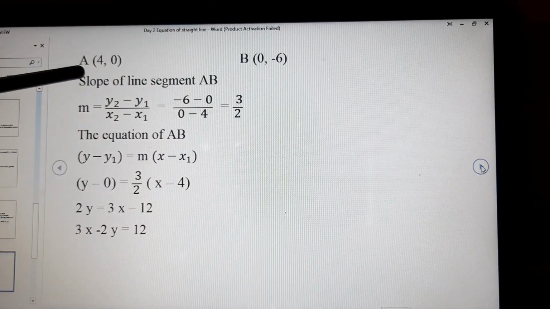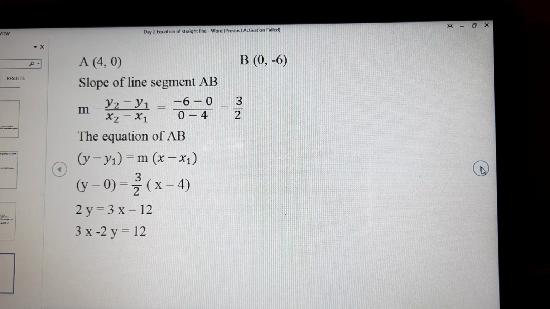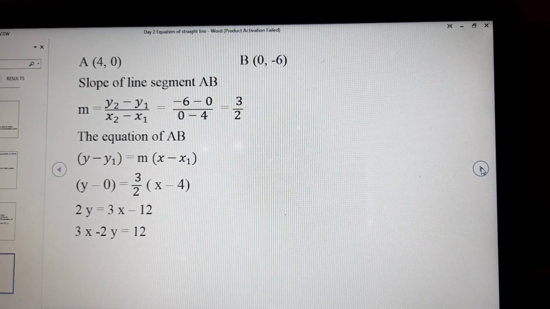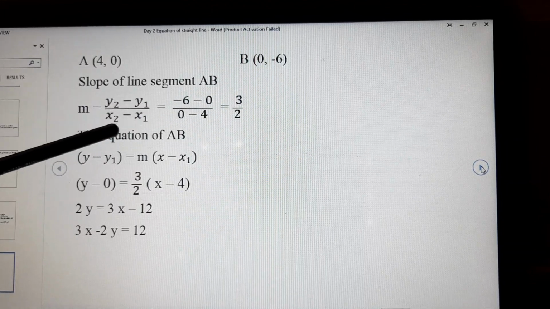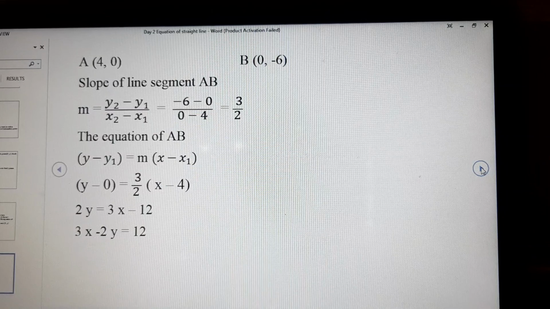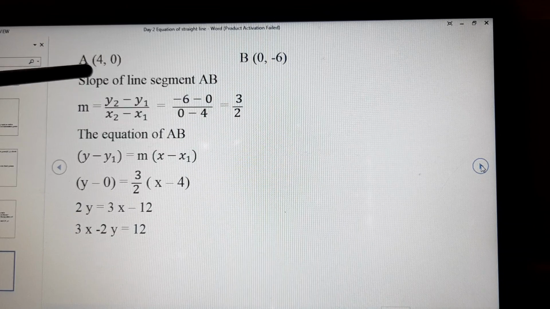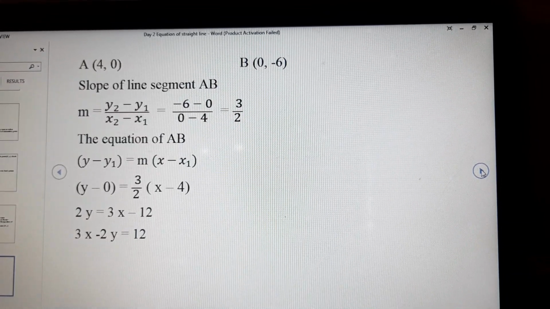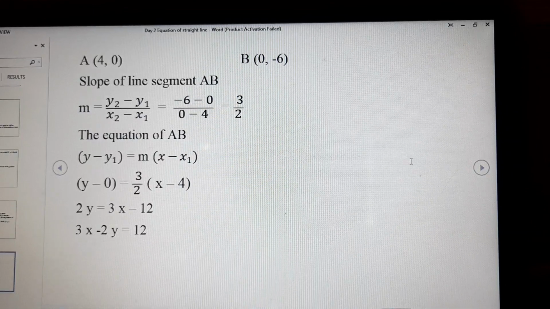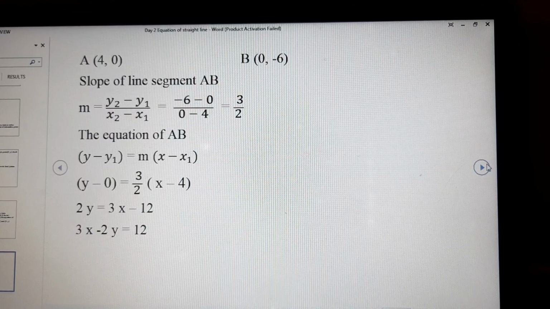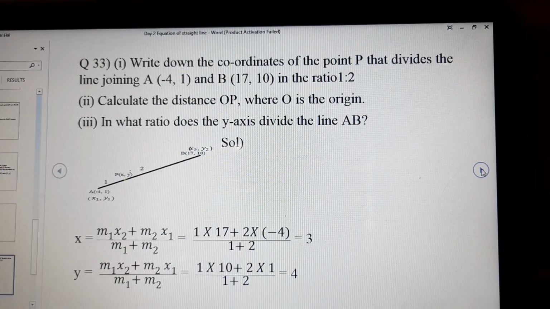So point A becomes 4 comma 0. Point B becomes 0 comma minus 6. Clear? We need to find the equation of line segment AB. Old method: we'll calculate the slope by the formula y2 minus y1 upon x2 minus x1, and then because line segment AB passes through point 4 comma 0, x1 is 4, y1 is 0, and we'll use the formula y minus y1 is equal to m into x minus x1. We'll get the equation 3x minus 2y is equal to 12. Clear? Now moving on to this question.